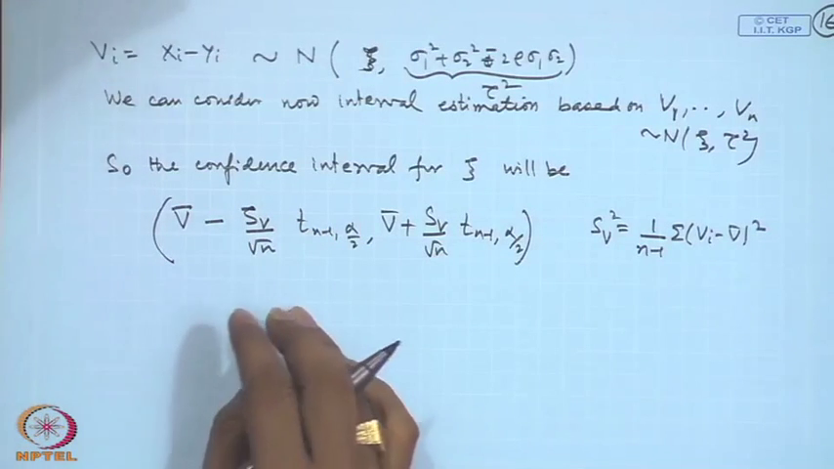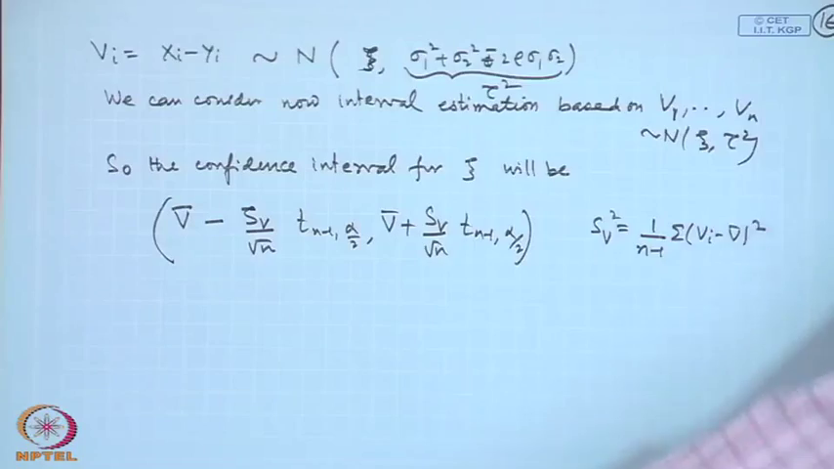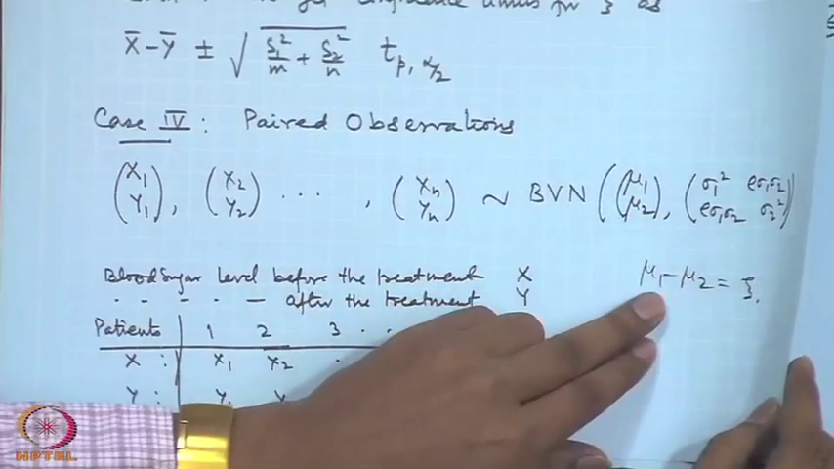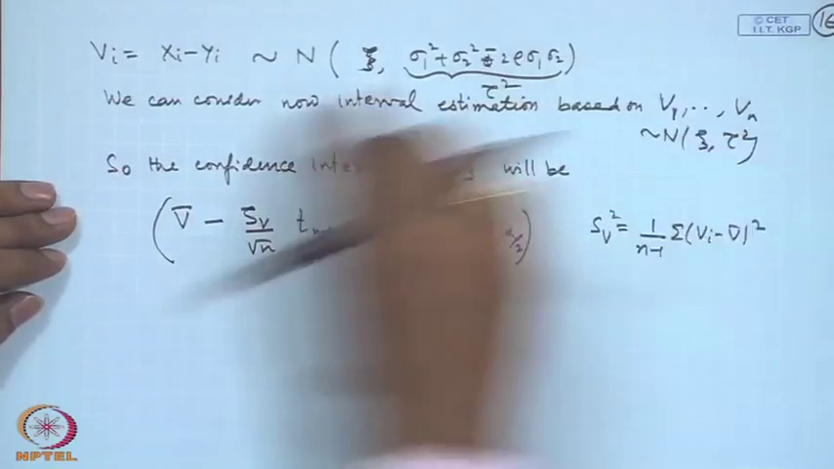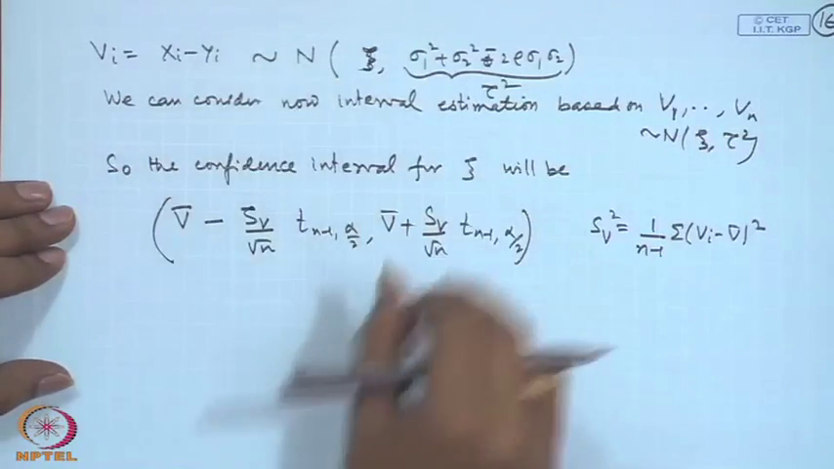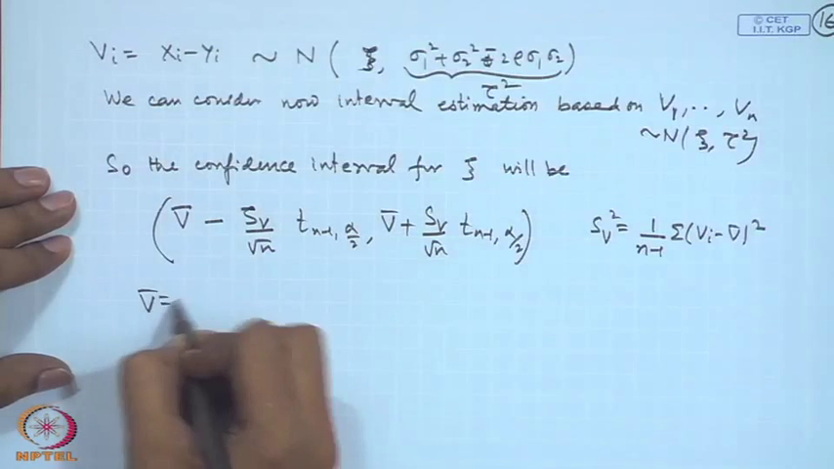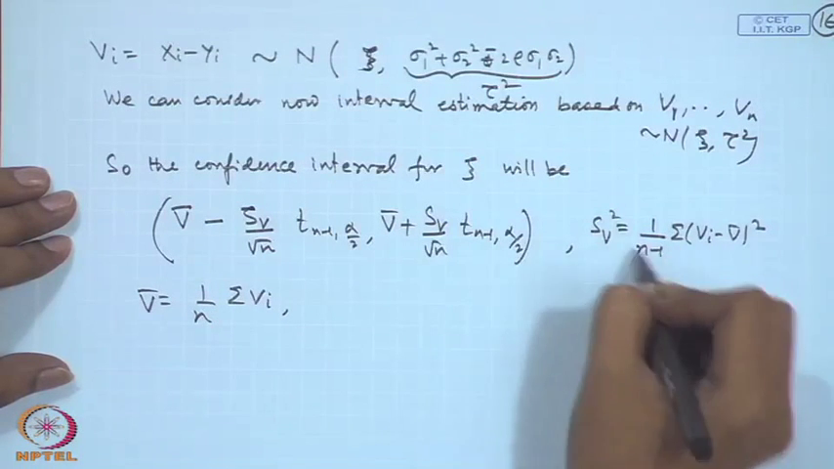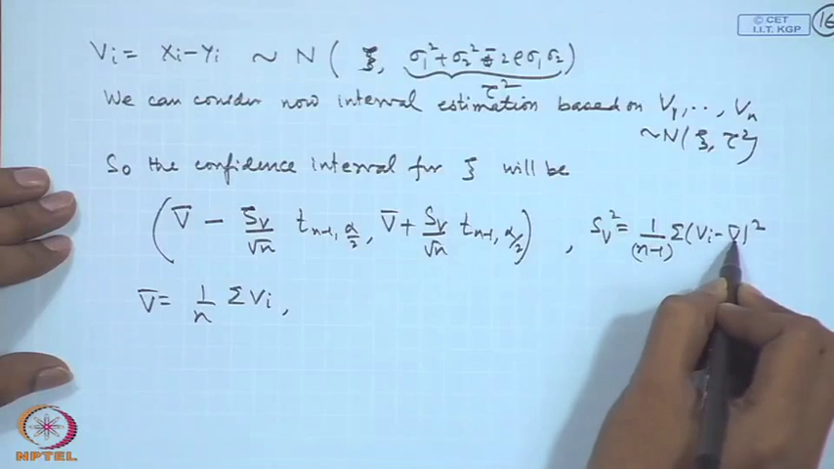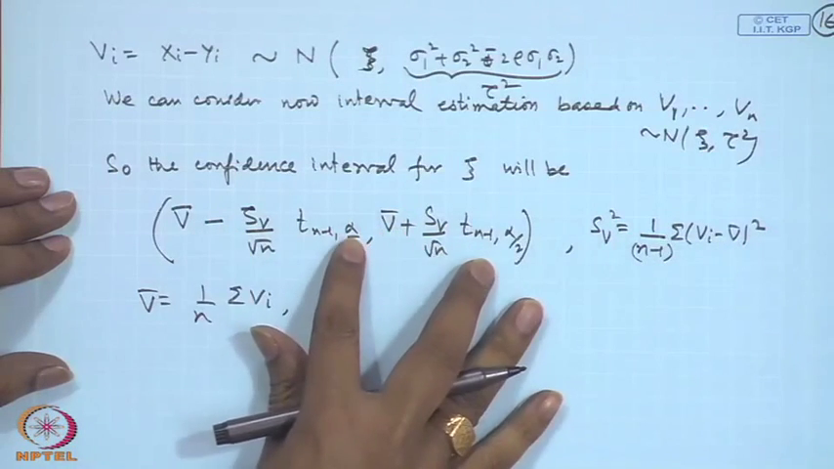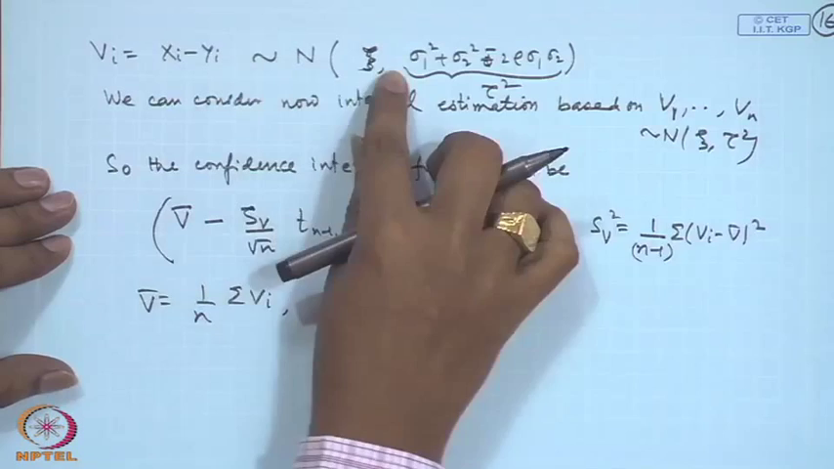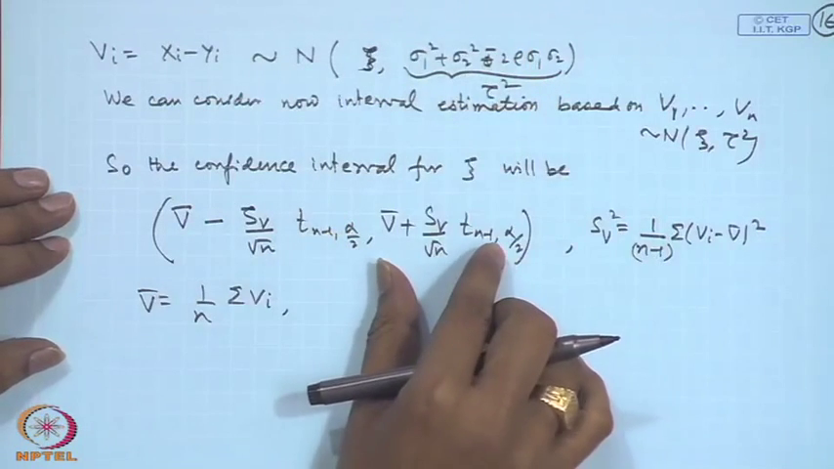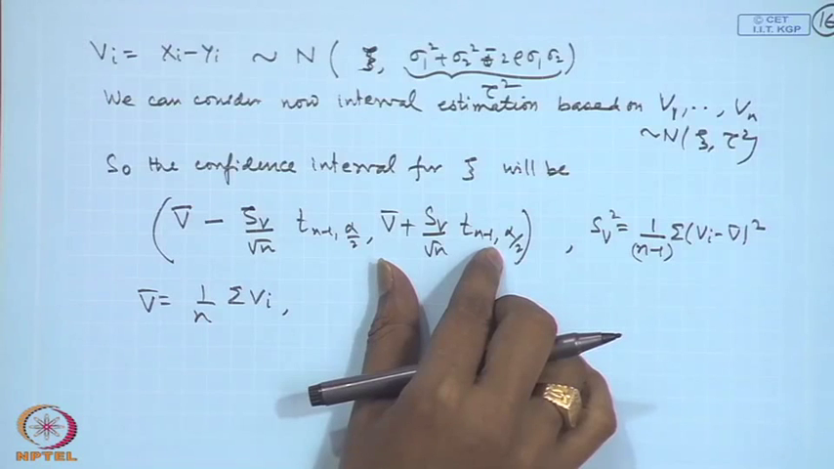So, basically, when we have the paired observations, then to obtain the confidence limits for the mean difference, we consider the difference of the observations and we calculate v bar, that is 1 by n sigma v i, and s v square, that is the sample variance based on the differences, and construct the confidence interval treating this problem as the one sample problem itself, and we are able to get the confidence limits for this problem also.